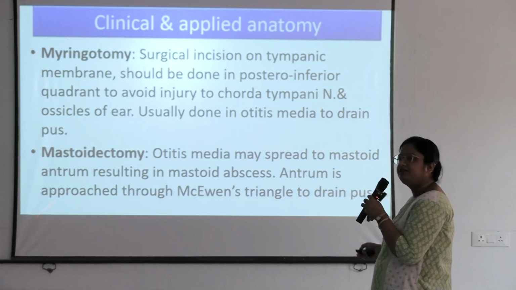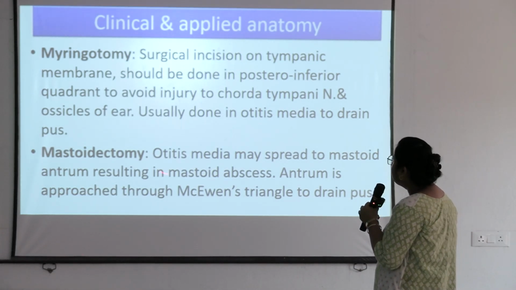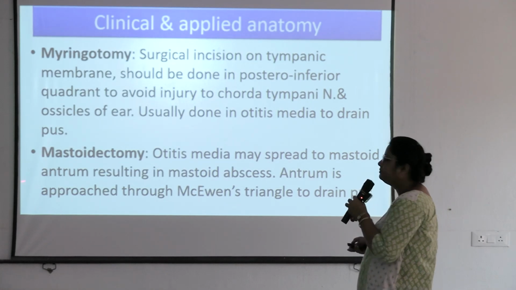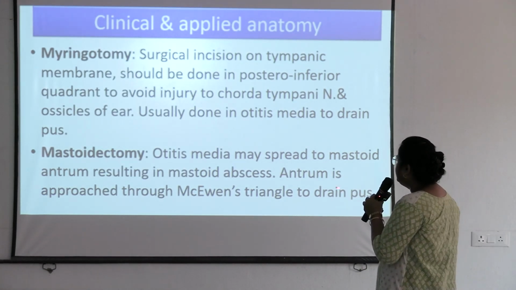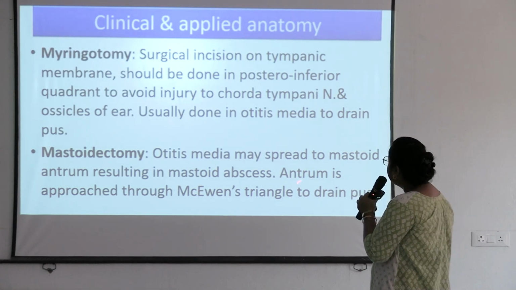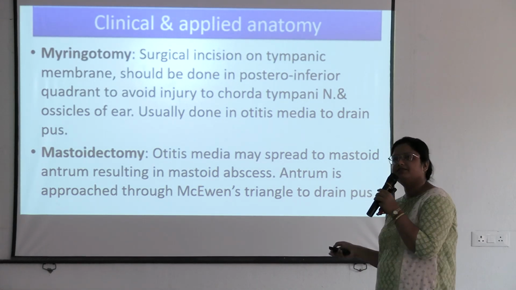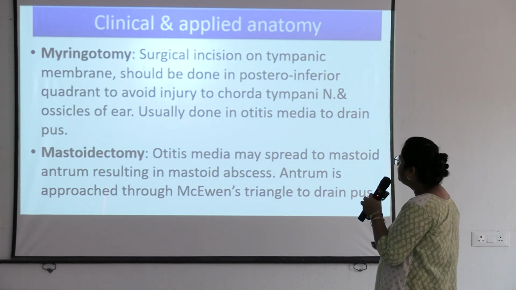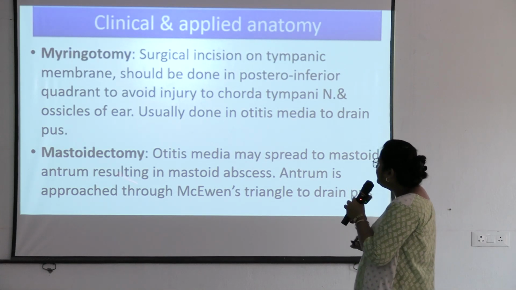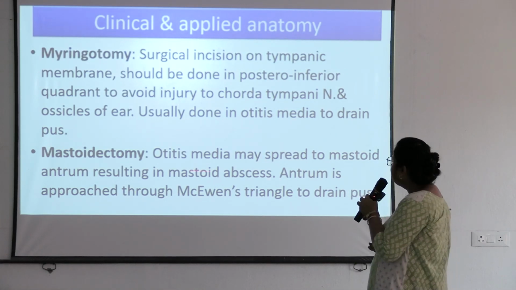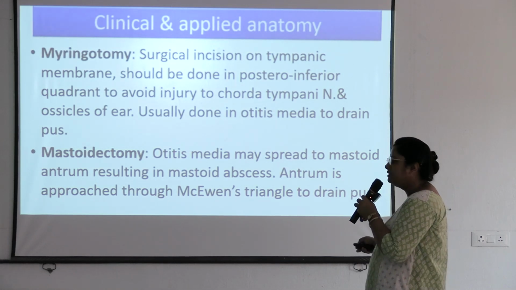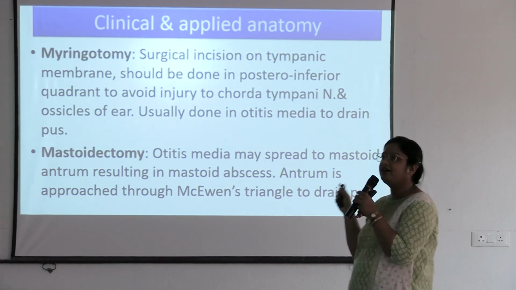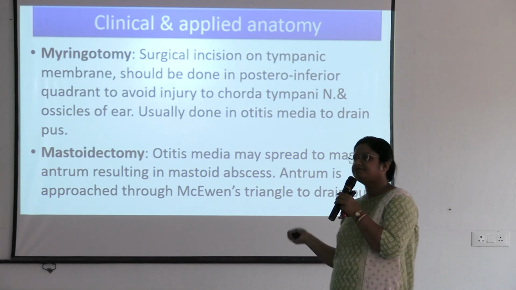Next is mastoidectomy. Mastoidectomy is done because otitis media may spread to the mastoid antrum, resulting in mastoid abscess. And the antrum is approached through McEwan's triangle to drain the pus. Okay, so here the mastoidectomy is done. And this is asked in your viva sometimes. What is the importance of McEwan's triangle? Mastoidectomy is approached through this triangle. In your viva table it is asked. Okay.